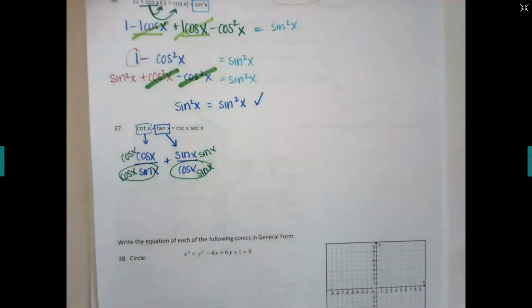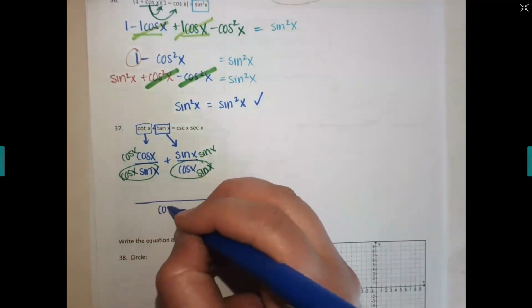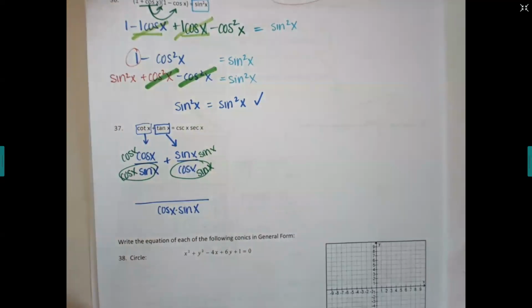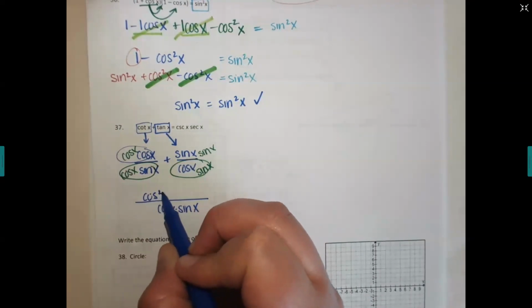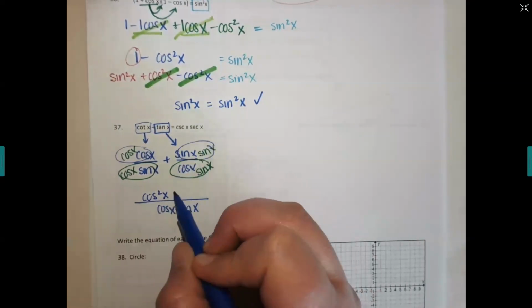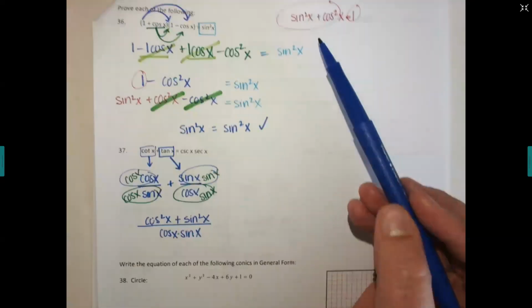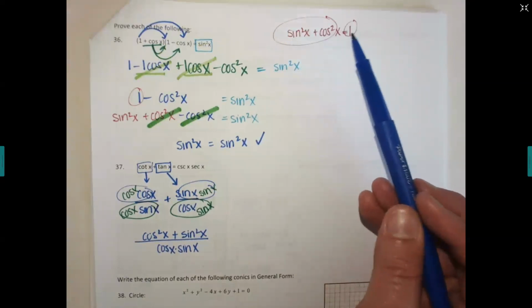Then I can combine into one big fraction. So it'll be a cosine and a sine on the bottom. But remember, your bottoms have to match for you to be able to add those fractions. Cosine times cosine is cosine squared x. Sine times sine is sine squared x. And then this same property that we did up here at the top, remember, sine squared plus cosine squared, that can be replaced with 1.